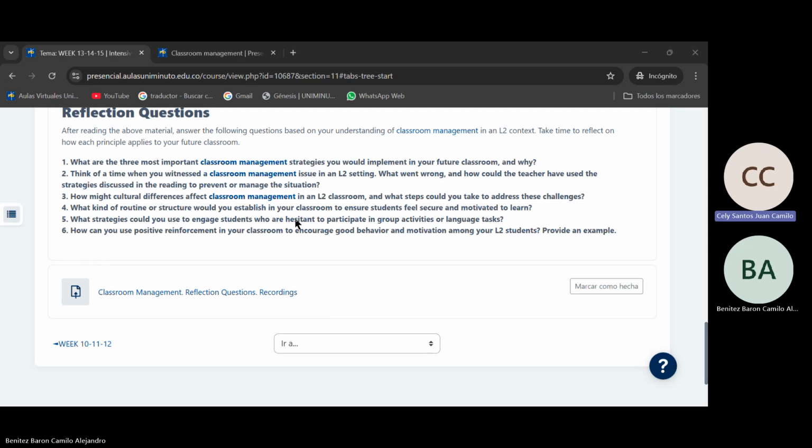The idea is to figure out how to catch the attention of the students, right? And when we catch the attention of the students, we have the possibility to increase that motivation and to make a lot of activities in a good way so that the students will be performing really well during the class, right? And I think that's all for this question. Continue with the next one, Camilo, please.